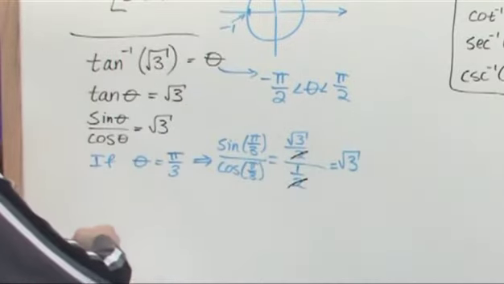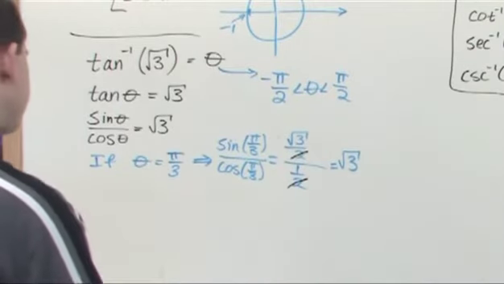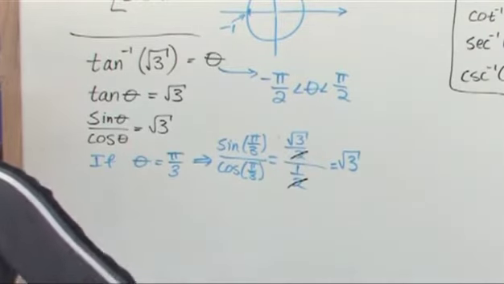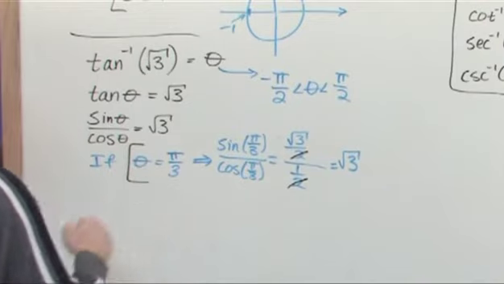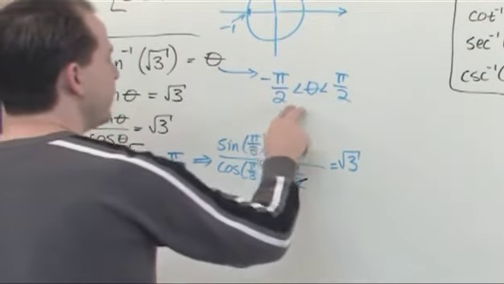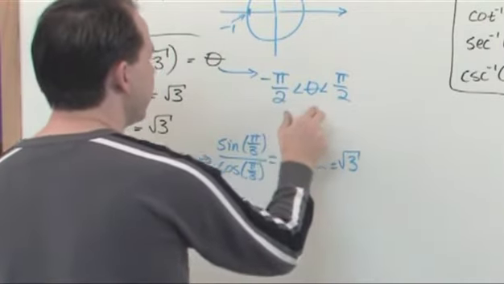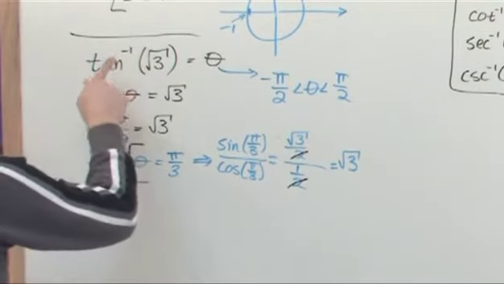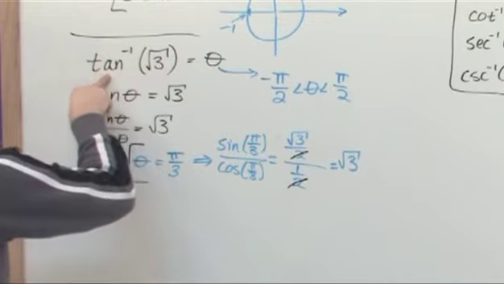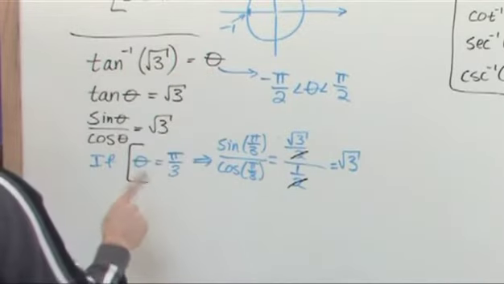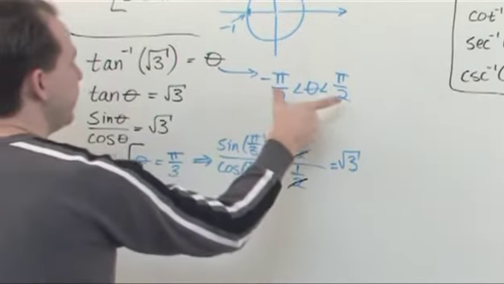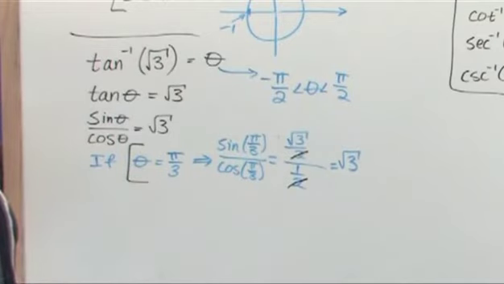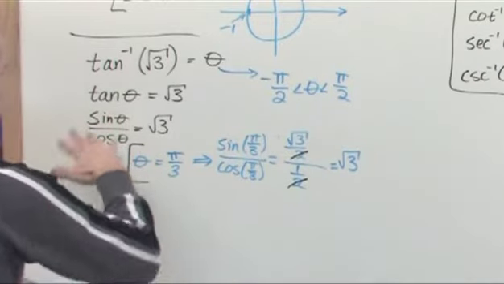So never forget the forest for the trees. Don't forget that the answer we got, which was pi over 3 in this case, does fall between the range of negative pi over 2 and pi over 2. So that is correct. We took a number, we plugged it into the inverse tangent function, and we got an angle back that fell between the range we needed as prescribed by the table there. The way we did it is just by working backwards.